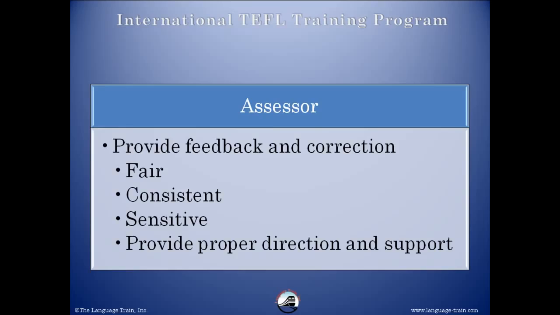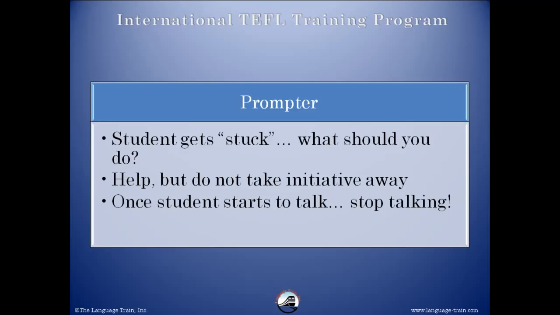Okay. Now, as far as a prompter, your students are going to get stuck. They're students. Okay? So when they get stuck, you don't give them the answer. Giving them the answer is what we call spoon feeding them. If you spoon feed your students, they're going to get used to it and they're not going to learn. A good teacher will always try to develop his or her students' ability to study on their own and to come up with the answers on their own.